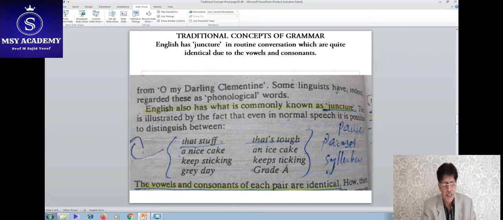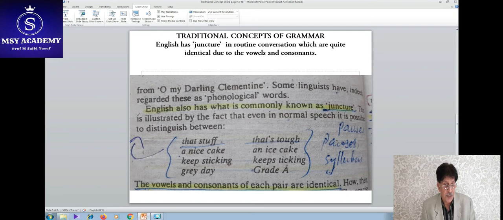Next, now we are going to focus on juncture. Juncture shows some pauses based on certain syllables. English has junctures, but the junctures are always identical because they do not show any confusion. It is because of the pauses and because of the stresses.